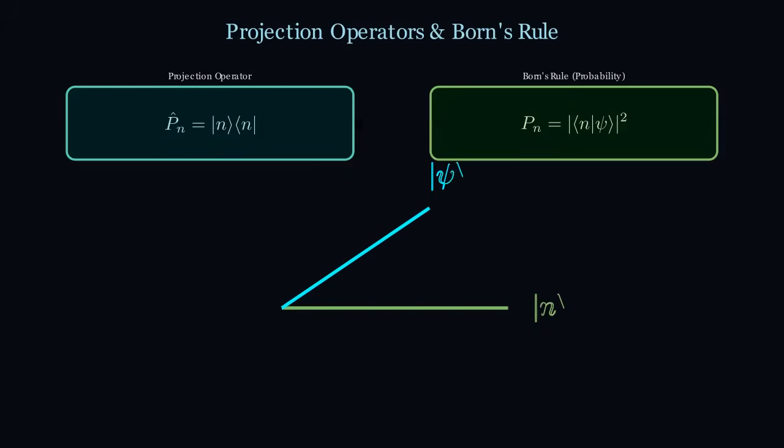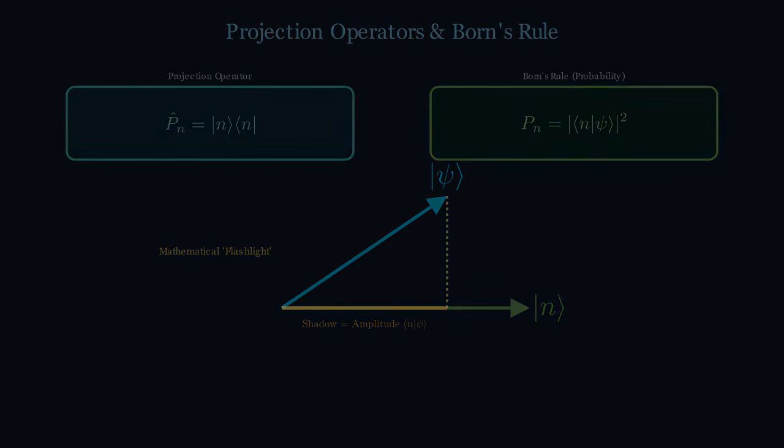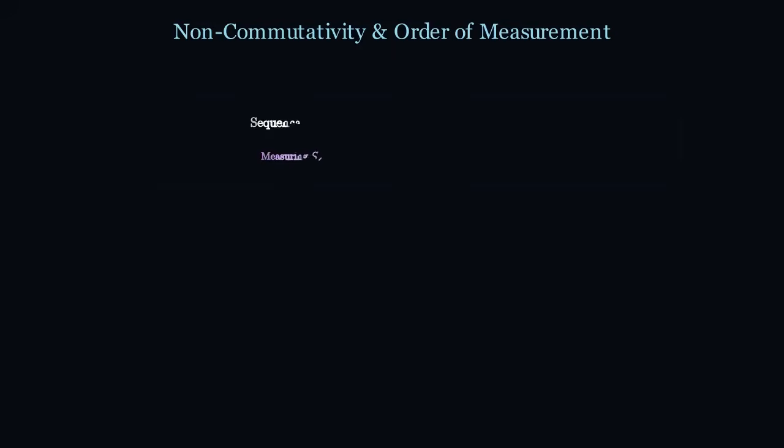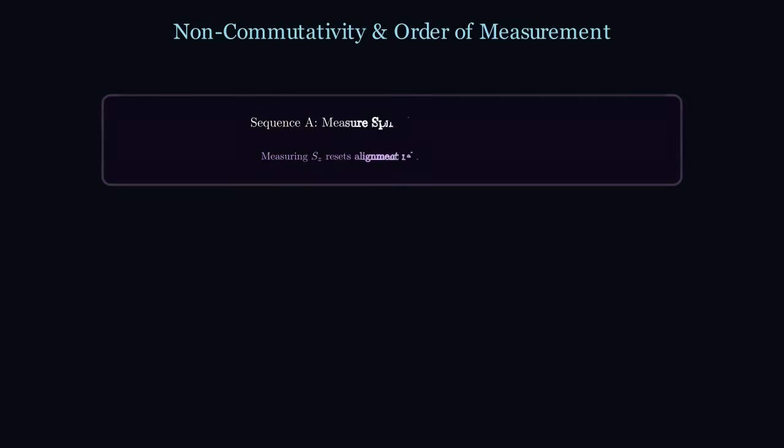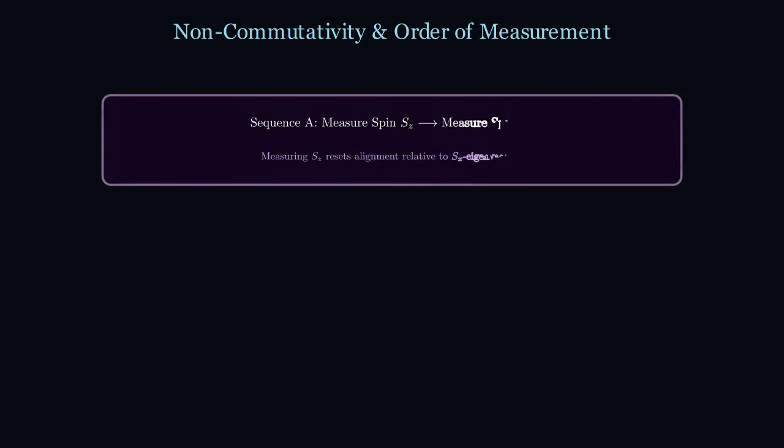So what happens when we try to measure two different physical properties at once? Geometry reveals a strict, unavoidable conflict. In classical physics, you can measure a car's position and speed simultaneously. In quantum mechanics, order matters. Geometrically, if you rotate a book 90 degrees vertically, then 90 degrees horizontally, it ends up in a different orientation than if you reverse the steps. This is non-commutativity. We see this exact geometric conflict when measuring a particle's quantum spin across different axes. Because these distinct spin operators do not share the same eigenvectors, measuring one rotates the state vector, entirely misaligning it with the axes of the other.